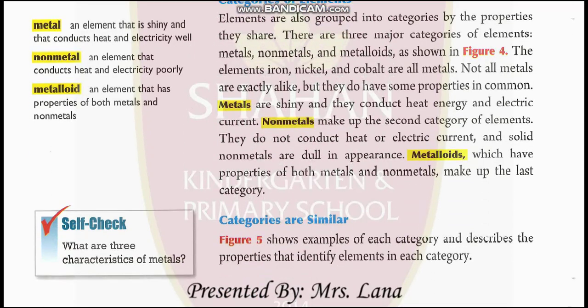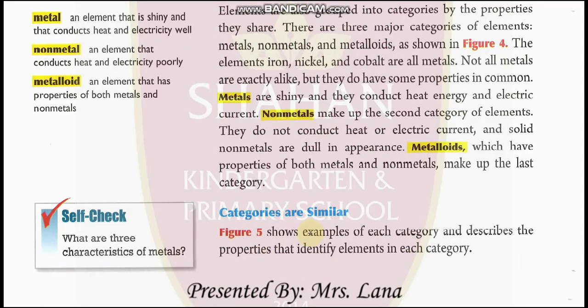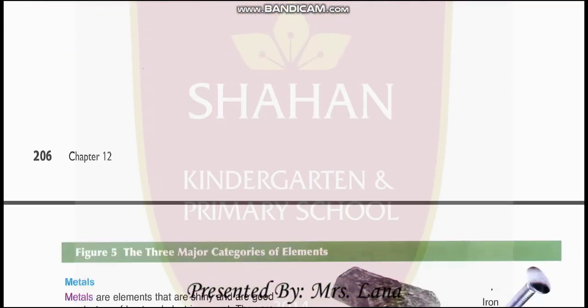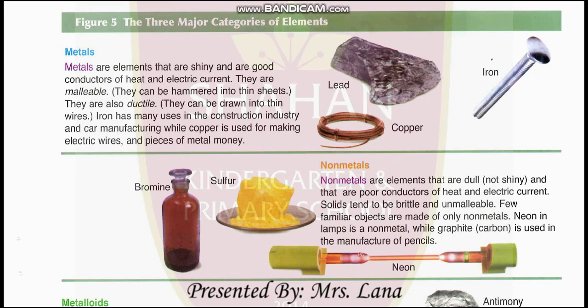And we have categories that are similar. Figure number 5 shows examples of each category and describes the properties that identify elements in each category. This is figure number 5, and the major categories of elements that we have.